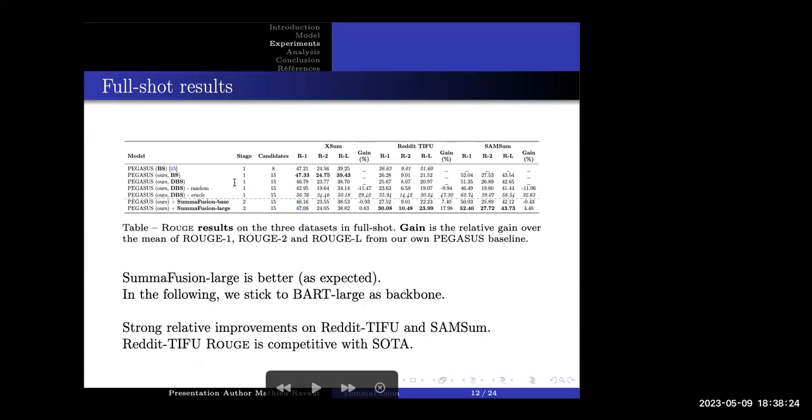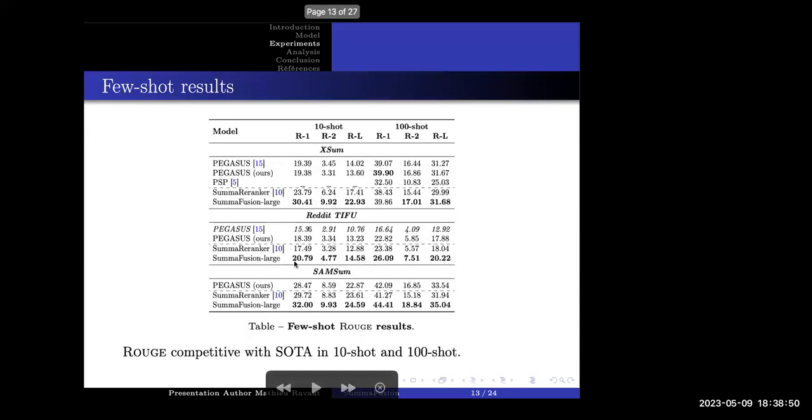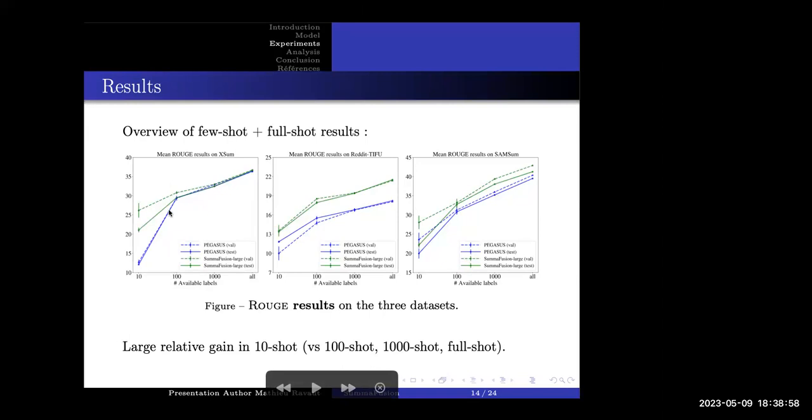But my intuition is that Pegasus on XSum is already very strong, so it's quite hard to go further than this and produce better summaries, especially given the noise level of XSum. Whereas on Reddit, it's a very difficult task, and the baseline Pegasus is actually not that great. So a second stage method would have more, more ample room to produce a better summary, which is what's happening with SummaFusion. So again, we see good relative improvement on Reddit and on Samsung. And here's an overview of both few shot results and full shots on all three datasets on validation and test sets.